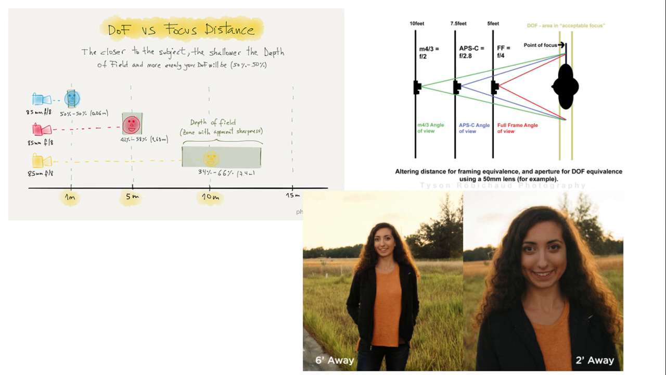And it goes the same here with the second one, because if you make alterations, it could change the aspect of the photo. So this is altering the distance for framing equivalence and aperture for depth of field equivalence using a 50mm lens. That's just an example, so it depends on the lens as well. This is why it's complicated to explain depth of field.